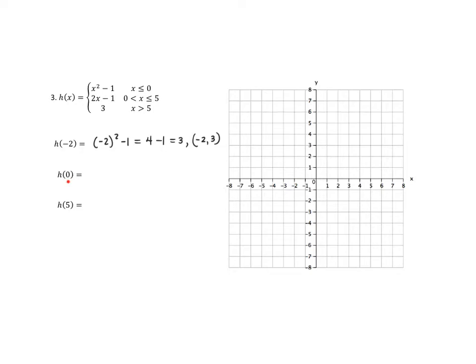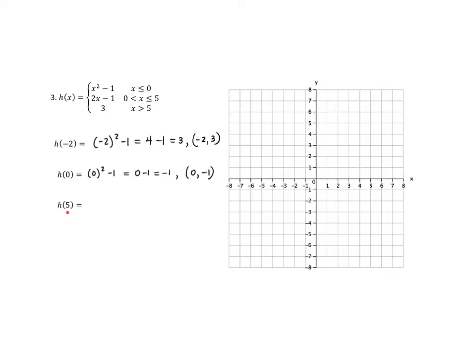When x is 0, again, 0 is included here. So we're going to be using the quadratic. That means 0 squared minus 1. This is equal to 0 minus 1, -1. So we find the point 0, comma, -1.